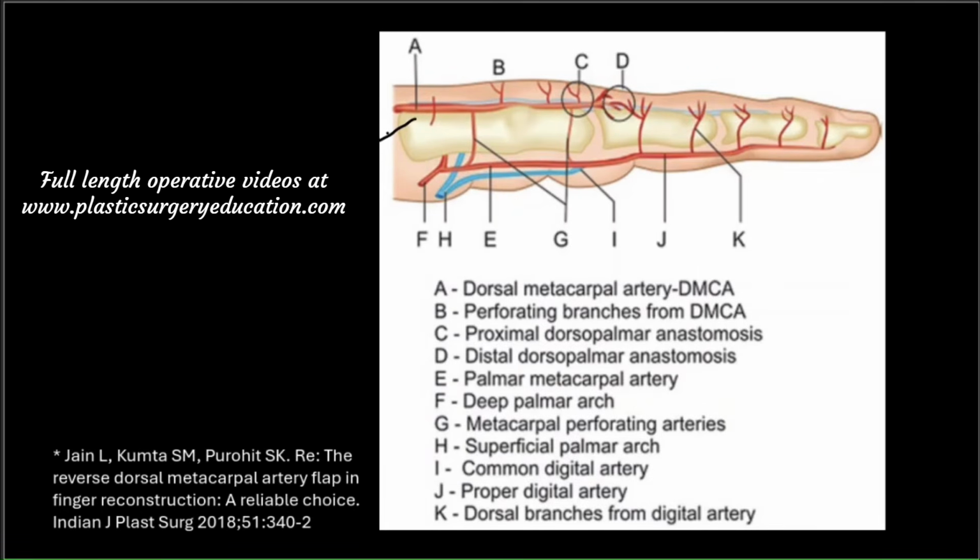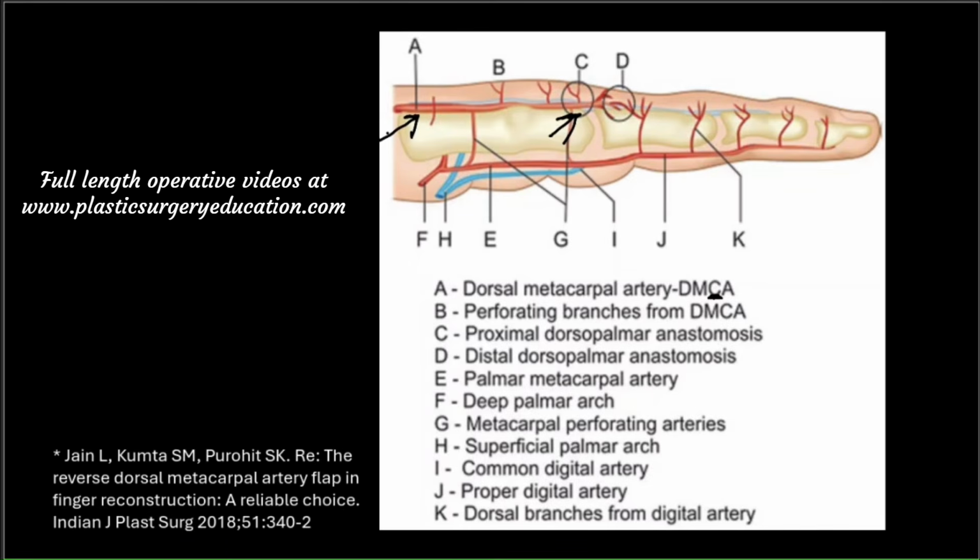If we see, A is the dorsal metacarpal artery, and we have a perforator of the dorsal metacarpal artery at the head or just proximal to the head, which is C, on which the dorsal metacarpal artery perforator flap is based, which is also called the Quaba flap.